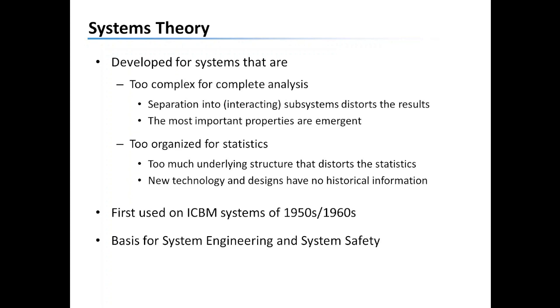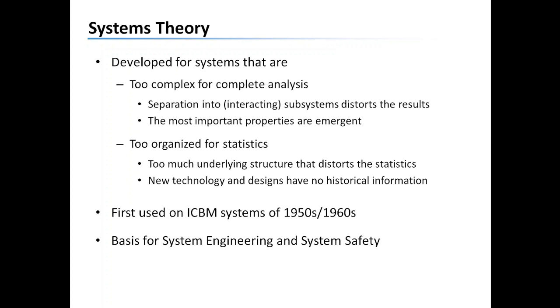Systems theory also was developed for systems that are too organized for statistics. There's too much underlying structure that distorts the statistics. And in addition, new technology and designs just don't have historical information, so there's no real way to get that. Systems theory is not new. It's actually pretty old. It was developed in the 40s and 50s by some mathematicians and biologists, because humans and organic systems aren't well represented by analytic reduction.